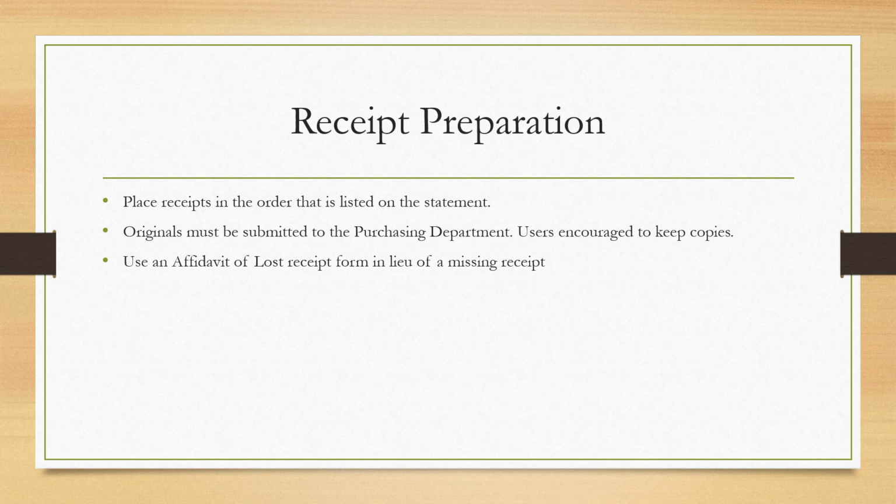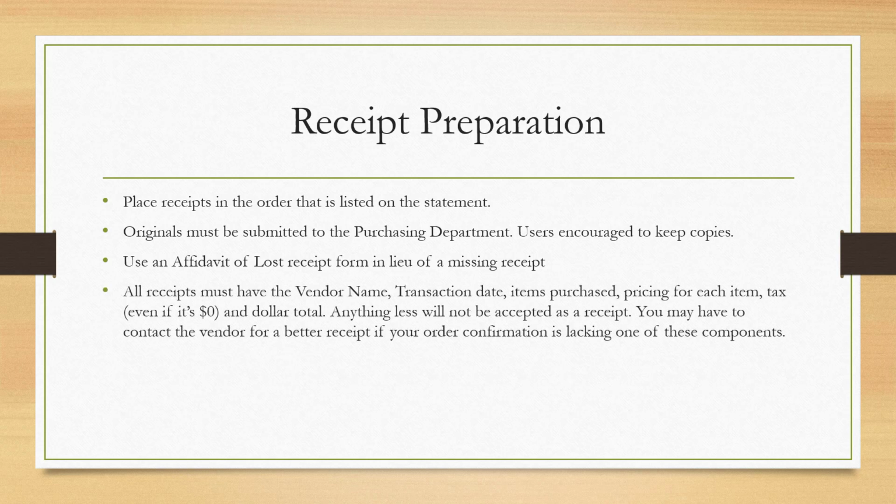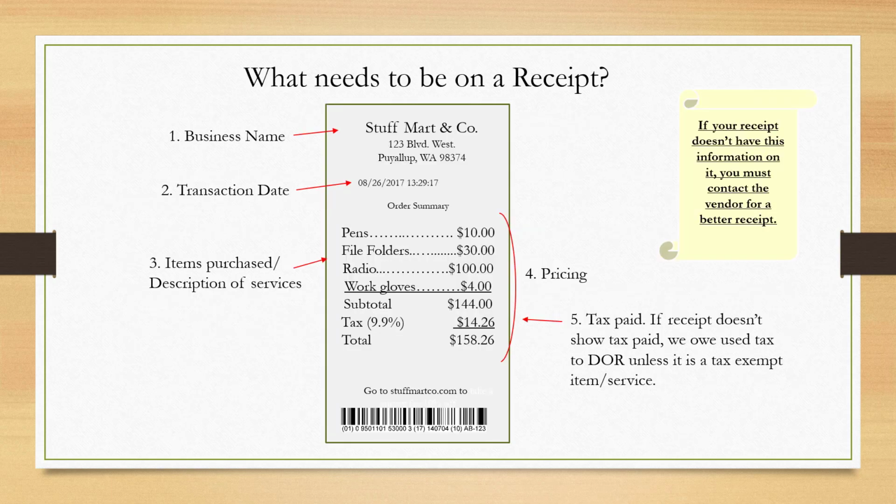When reviewing your receipts, make sure they have all the necessary information needed. Best practices require all receipts to have the vendor name, transaction date, items purchased, pricing for each item, tax, even if it's 0, and the dollar total. Anything less will not be accepted as a receipt.